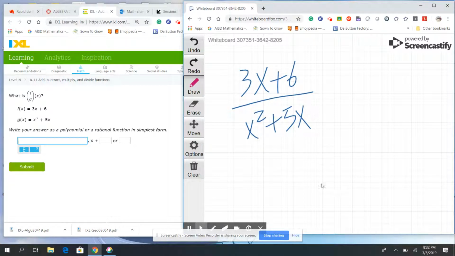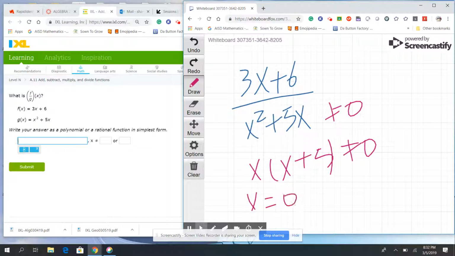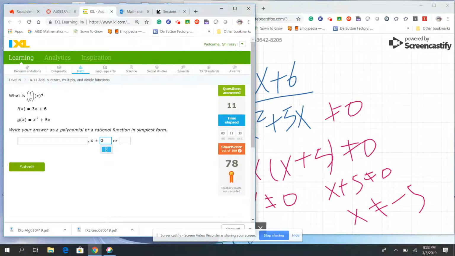So we can say this one cannot equal 0, right? So we're going to factor it out, so x times x plus 5 cannot equal 0, right? Because if the denominator is 0, then it's undefined. So either x equals 0 or x plus 5 equals 0, which means x cannot equal 0 and x cannot equal negative 5. So then your answer here will be 0 and negative 5.